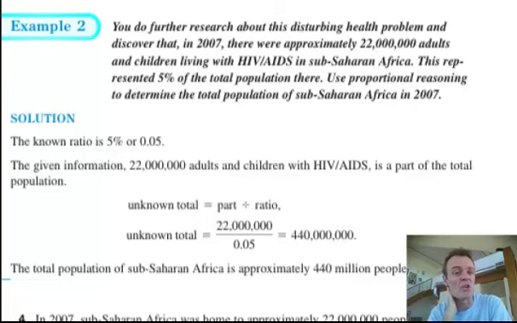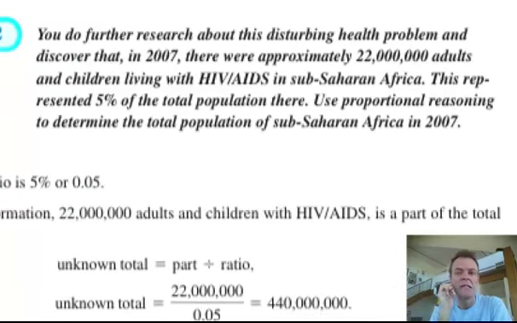Right, more problems with ratios. Okay, look at this question. Within this question, we know that there are 22 million adults within sub-Saharan Africa that have AIDS. That 22 million is not the total population of Africa, that's just those that have AIDS. And that represents 5% of the total population.